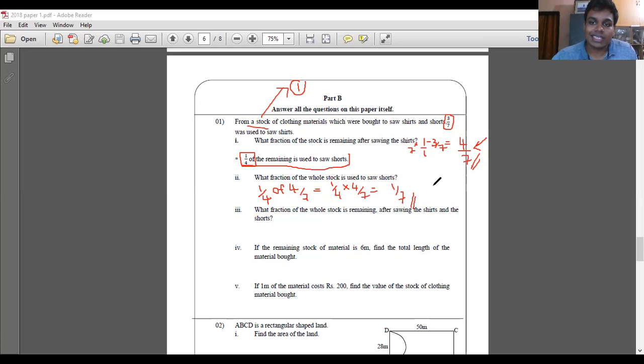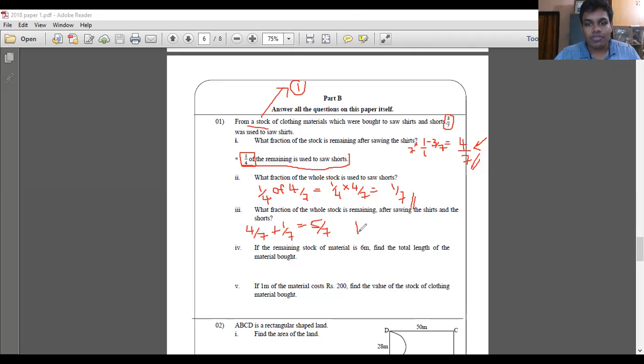Now the denominators are the same. The total we have used up is 4/7 for shirts and 1/7 has gone to shorts. So that's 5/7. What fraction of the whole stock is remaining after sewing the shirts and the shorts? 4/7 went to shirts and 1/7 went to shorts. Those two added together make 5/7.